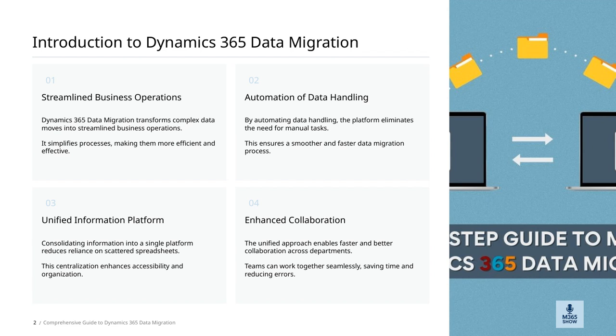Next, consolidating all information into a single platform reduces the chaos of scattered spreadsheets. This centralization makes data more accessible and organized, so users can find what they need quickly without sifting through multiple sources. And then, automation plays a big role. Automating data handling eliminates the tedious manual tasks, ensuring the migration process is smoother and faster. It minimizes human error and speeds up the entire operation.